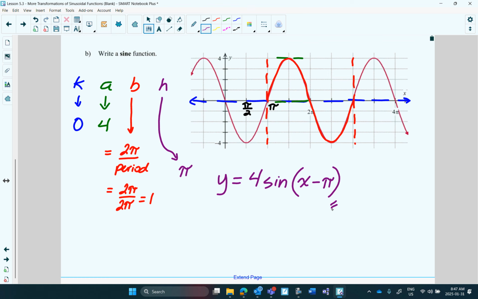Now, just to show you what we could have done, that's not the only answer. Like, what do you notice? Let's say we just started here. What do you notice about that one? It's flipped. It didn't shift, it just flipped, didn't it? So what we could do is we could have said, well, instead of this, we'll just put a negative in front of here. It means the same thing. So this is also an acceptable answer.